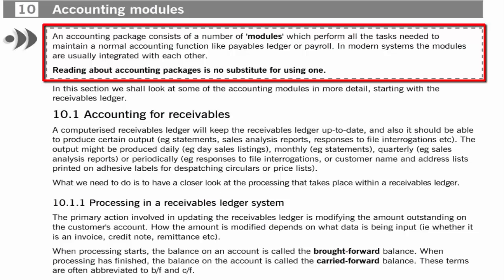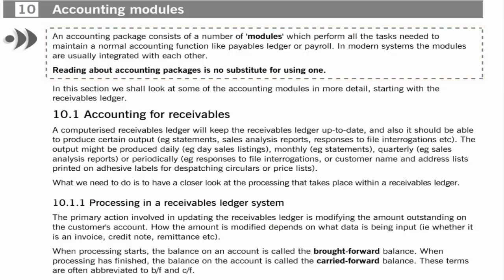These modules are connected to each other, so information flows between them smoothly, just like doors connecting the rooms in a building. This means you don't have to keep entering the same information over and over again. Once it's entered in one module, it's available wherever it's needed.